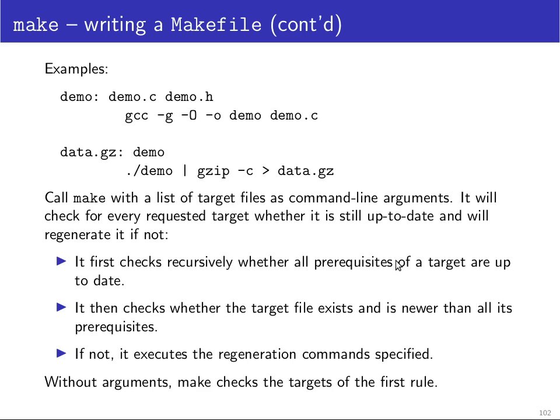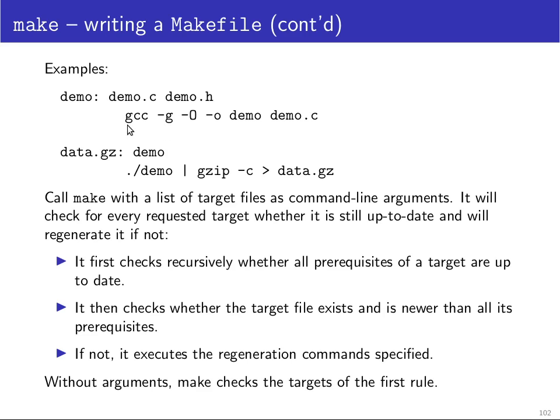So what does a practical example of a makefile look like? Here we have a simple C compiler invocation that reads a demo.c source file and outputs an executable called demo. It calls a compiler and it has a couple of command line options.